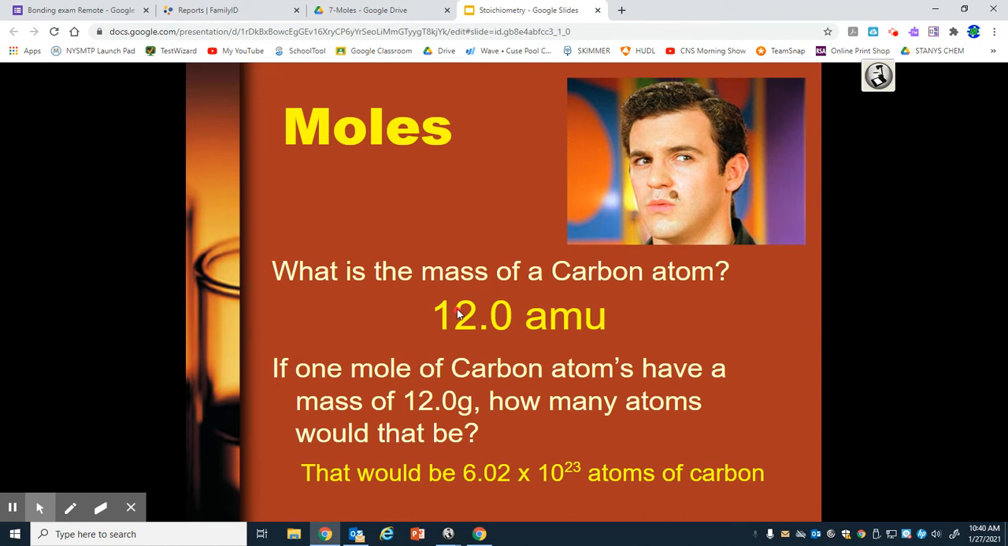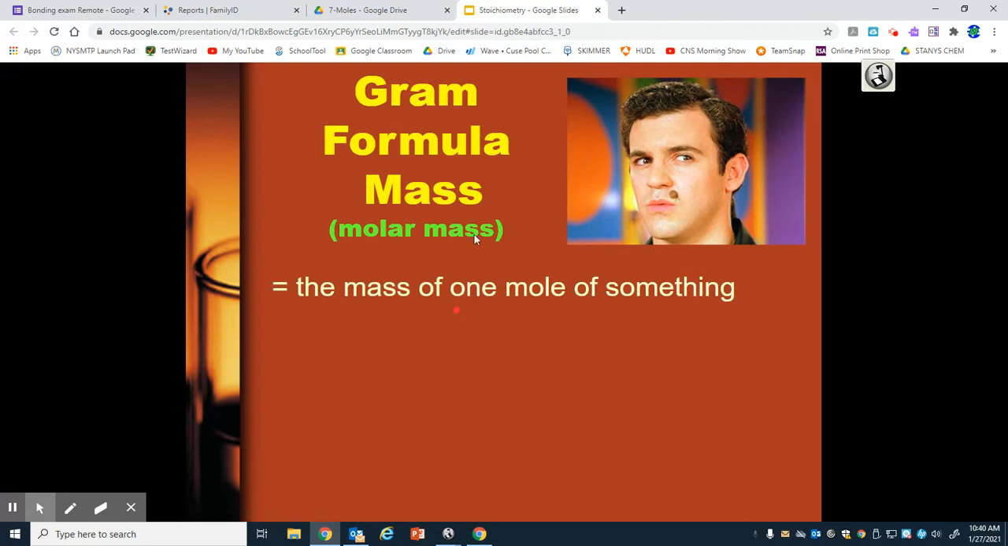Okay, so the masses on the periodic table can be 2 different things. It can refer to the mass of one particular atom, or it can refer to the mass of 1 mole of that stuff's atoms. Okay, so what we're going to use this for is what's called the GFM, gram formula mass. All right, I have molar mass in parentheses. It's old school terminology. All right, but I will always refer to this as the GFM. So the GFM is the mass of 1 mole of something.